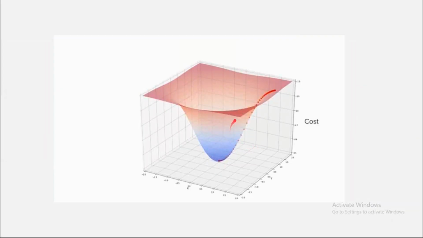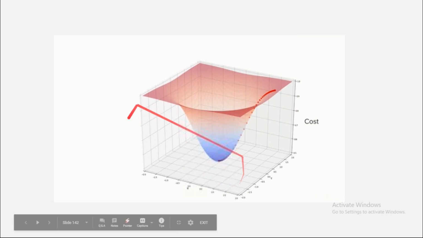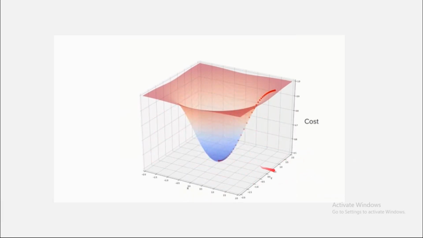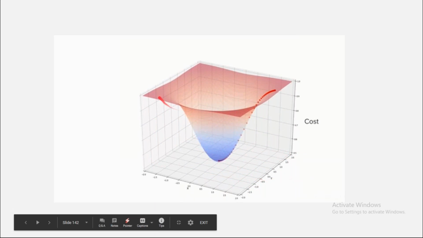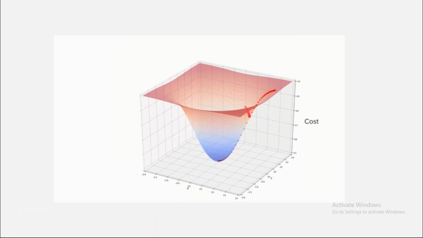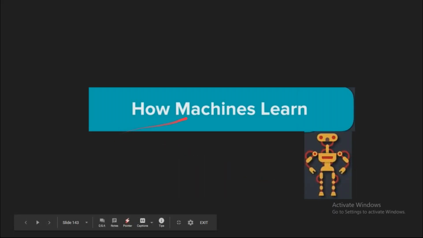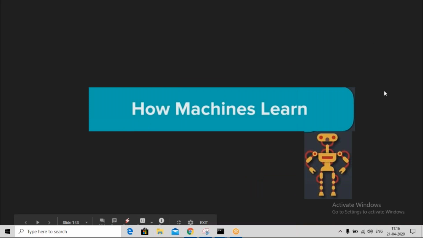Okay, so let's move on. We'll also talk about this. What is this thing? This is basically the cost function. For now, you will not understand it, but later on along the session, you will have an idea what exactly this thing is.